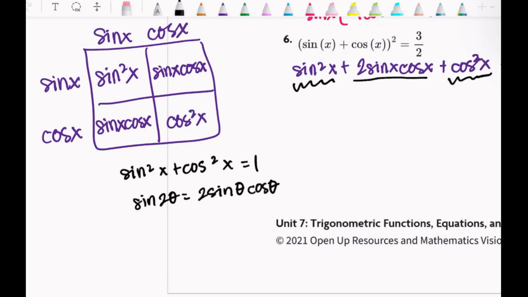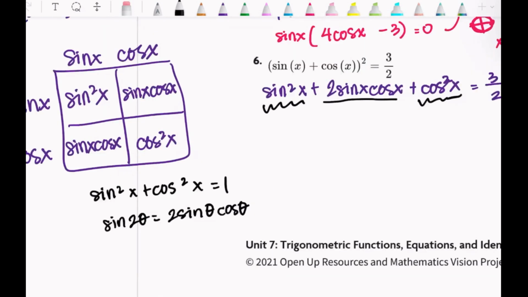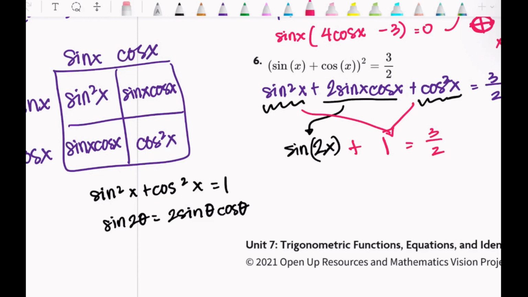And some of these, because I've used them so many times, I've memorized them, and so it's really fast for me to recognize them. If you're still getting comfortable with them, whenever you get stuck, your job is to go to the identity sheet and look if you have anything that matches. In this case, this matched in 2 different parts. So this right here turns into sine of 2x, and then these two things over here are plus 1 equals 3/2.